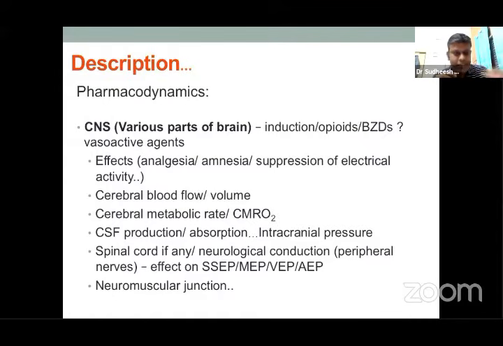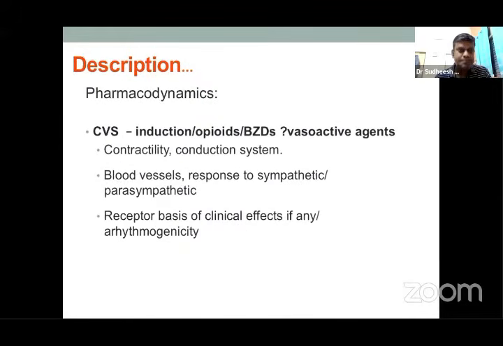And finally, the effect of these drugs on the neuromuscular plate. You know that volatile agents can directly affect the neuromuscular plate and can potentiate the effect of neuromuscular agents. So therefore, if you read this way, you can remember most of the drugs in a much more holistic way, and you will be able to apply it clinically also very well.